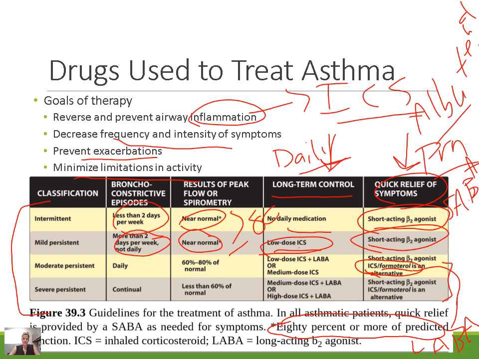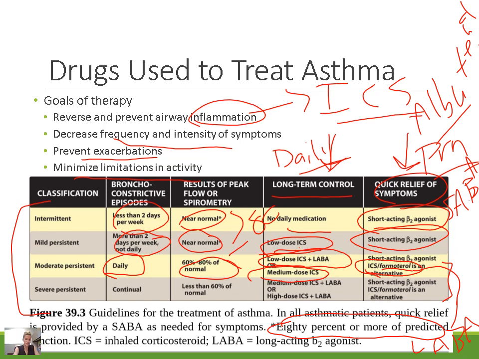Patients with moderate persistent asthma have daily bronchoconstrictive episodes and 60 to 80% of normal peak flow or spirometry results. These patients should be on either a low-dose inhaled corticosteroid plus a long-acting beta agonist daily, or a moderate dose inhaled corticosteroid. So we're either going to increase the dose of the inhaled corticosteroid, or we're going to add on a long-acting beta agonist. And then again, they still have the quick relief inhaler.